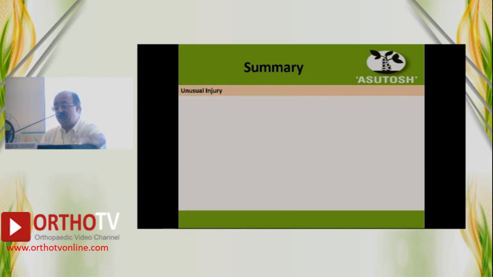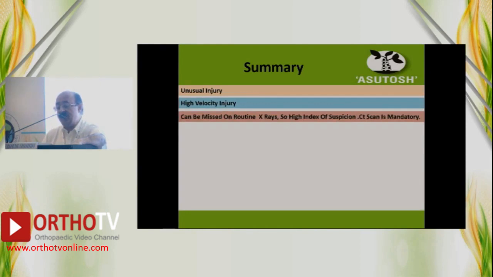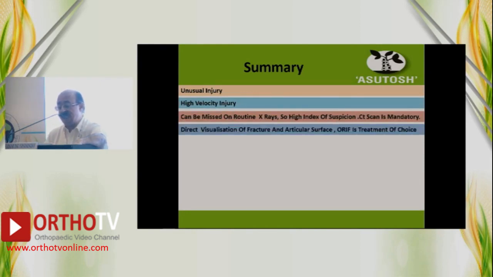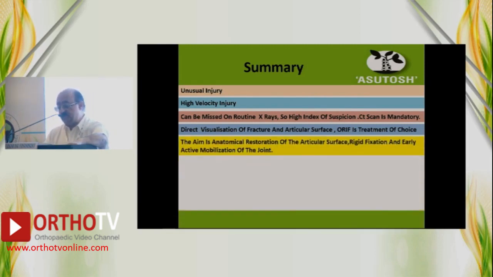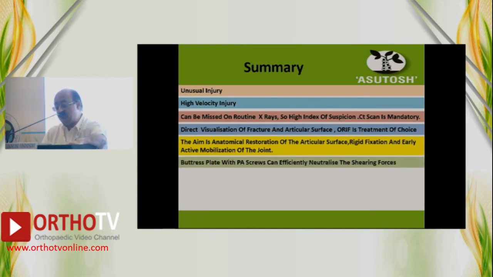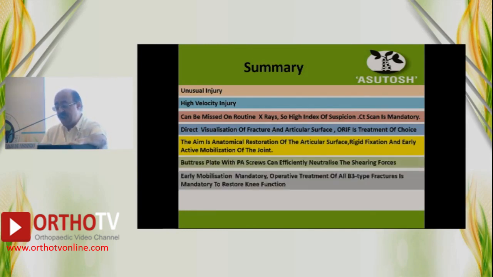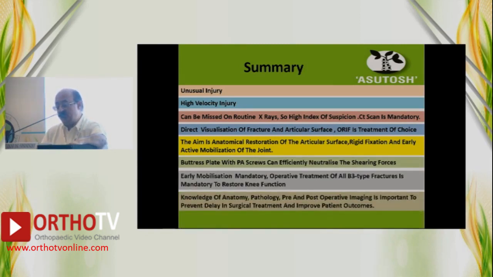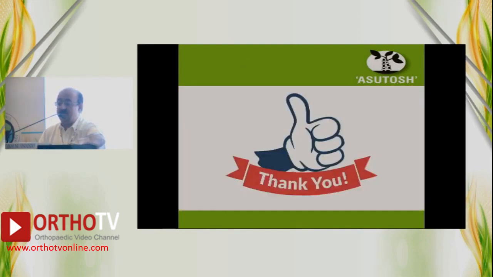To summarize, this is an unusual injury, a high velocity injury, can be missed, and so a CT scan is mandatory. Visualize, and open reduction is the choice. The aim, as for any other joint involving fracture, is anatomical reduction and rigid fixation; buttress the plate if need be. Early mobilization is mandatory, and knowledge of the anatomy and the rate of miss is important. Thank you.